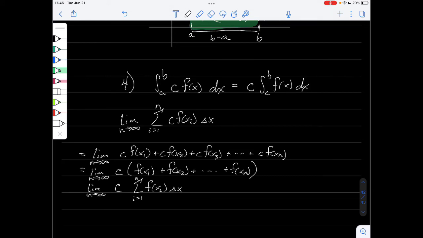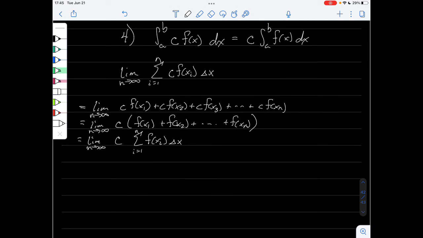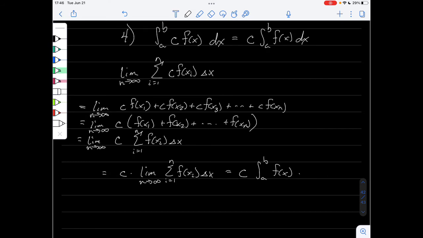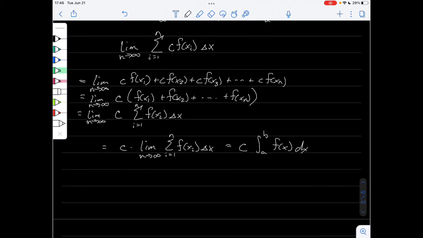And as we know from basic properties of limits, we can take the constant and factor it out of the limit. So this is c times the limit as n goes to infinity of the sum of f of x sub i delta x, which is, by definition, the integral from a to b of f of x. So we have a really nice property here.